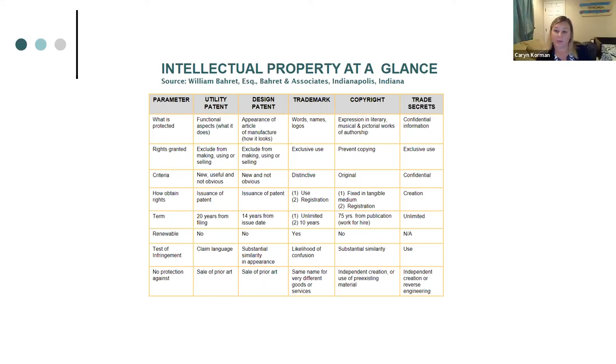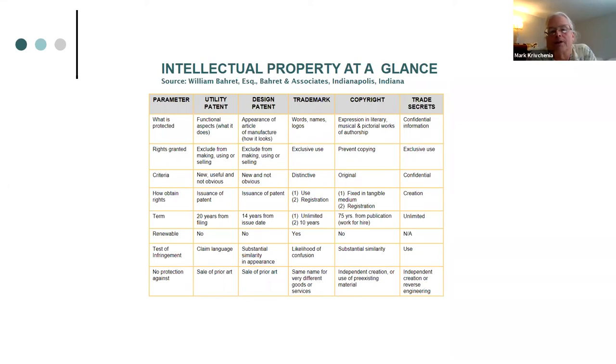Another question. So you had talked about the costs for patents. What are the costs for trademarks? About $1,000 to $2,000 to get a trademark searched and issued, much less expensive.